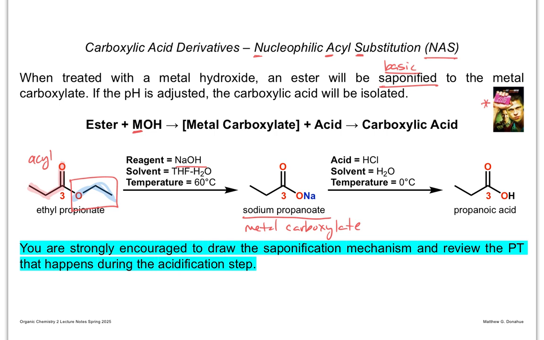Once you have that, you can then reprotonate it. So you adjust the pH lower, pH less than 4, say with HCl, and that gives you the acid back. So again, the names matter. When we say saponification, we mean base-promoted hydrolysis. And we'll show that mechanism. It's more straightforward than the Fischer esterification, which was acidic medium.